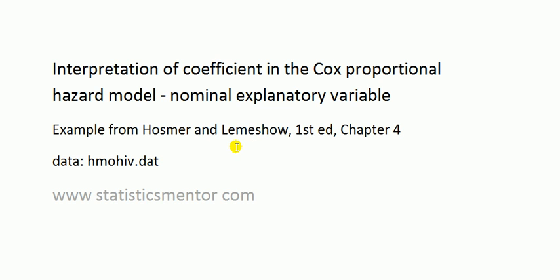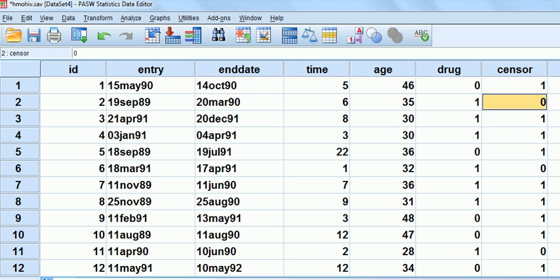I'm taking an example from Hosmer and Lemeshow, Applied Survival Analysis, the first edition, chapter 4, and the data is HMO HIV DAT. That data is described in chapter 1. So let's go look at it in SPSS. The fact that I'm using version 18, I don't think it makes a great difference. Right, the key variables. Okay, what is this data?